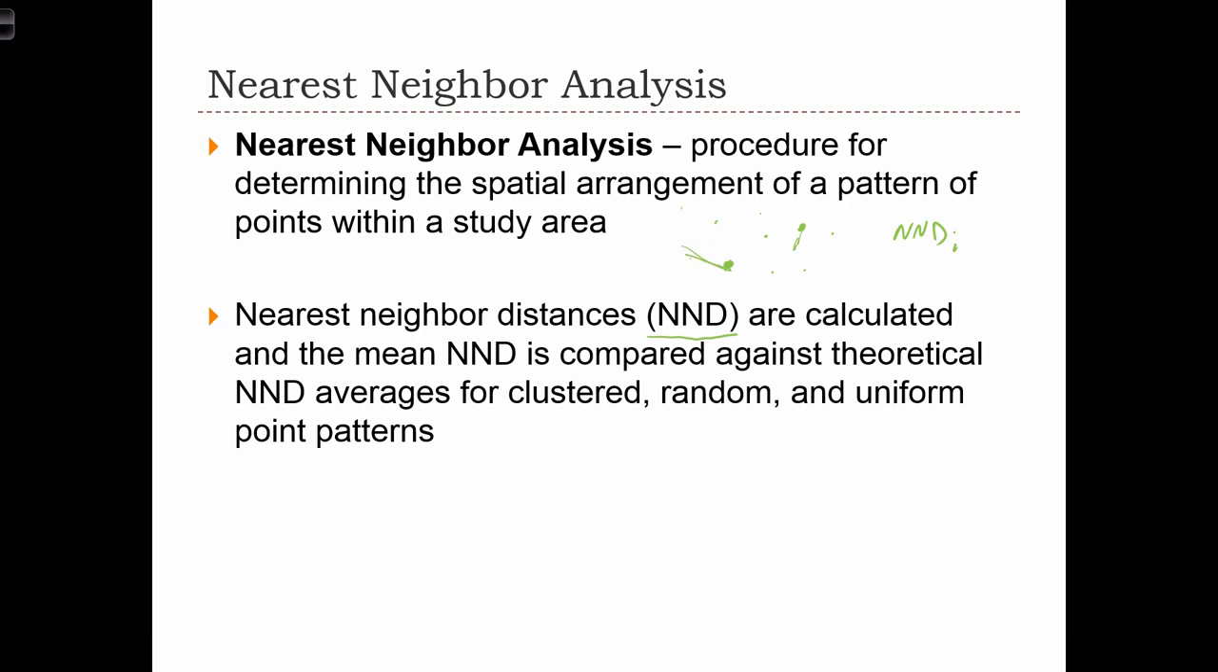And what we are going to do is make a statistic based on the average nearest neighbor distance. We're going to compare that average to theoretical nearest neighbor distance averages for clustered, random and uniform point patterns. So if the point pattern is perfectly clustered, perfectly random, or perfectly uniform, we know what the nearest neighbor distance average should be, and we're going to compare that to the empirical average that we see in our sample data.